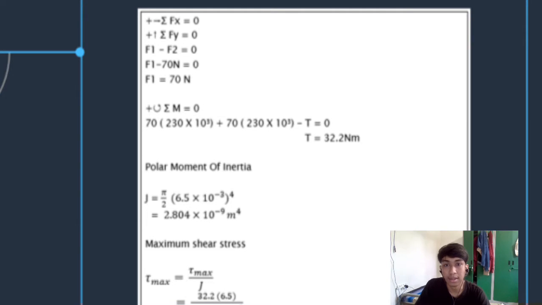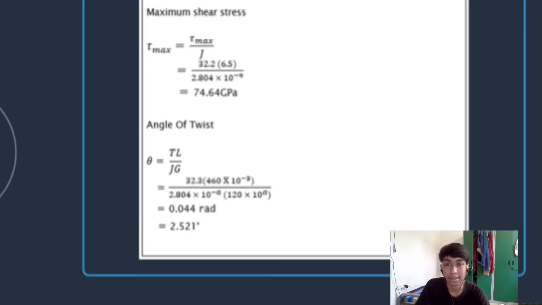To calculate the maximum shear stress, we need to find the polar moment of inertia. We get the polar moment of inertia as 2.804 nanometer to the power of four. From there we can calculate the maximum shear stress and we get 78.64 gigapascal. By using the formula TL over JG, we get the angle of twist, which is 0.044 radian, and after we convert it to degrees, we get 2.521 degrees. That's all for me.